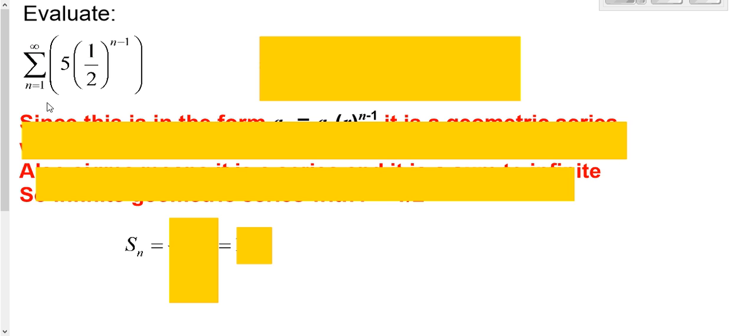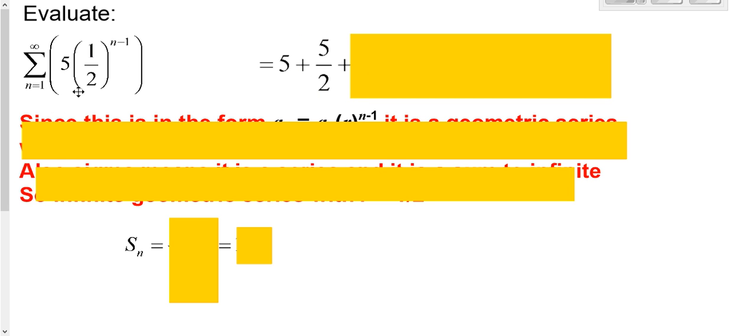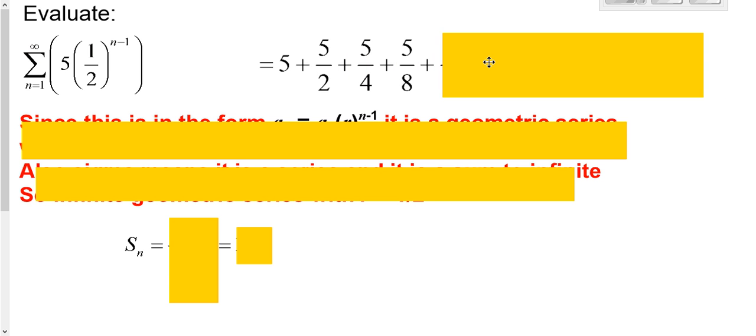This is also an infinite geometric series, and we can see that it's infinite because we have the infinity sign on the top. We could write this infinite geometric series out for the first several terms. Take 1, plug it in, you get 1/2 to the 0, so you get 1 times 5. Then we could plug in the next number, which is 2. You get 1/2 to the first times 5, so you get 5/2. And then you plug in 2, and so on, and you get your first several terms.